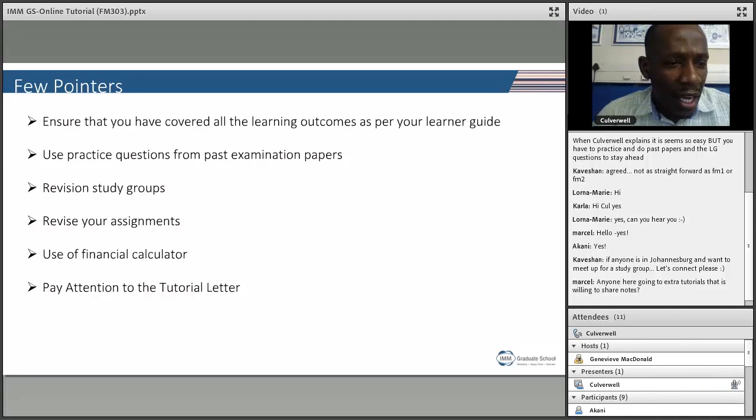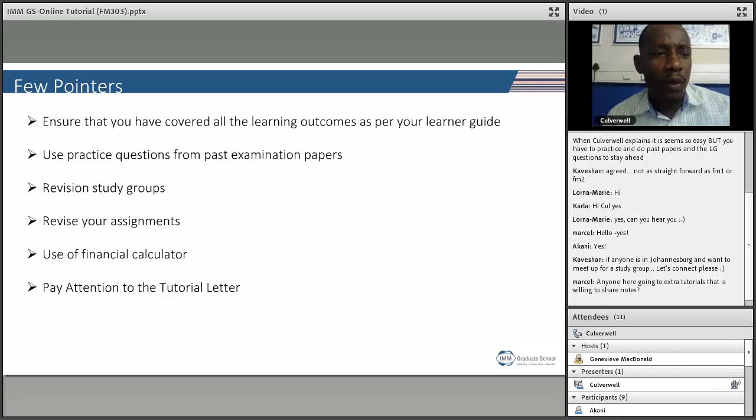Okay, and then use of financial calculator. It should be common knowledge that somebody who is doing FM3 has already done FM2. You know we use the financial calculator, especially when it comes to terminal value calculations on question number 5 of this module. And then one also needs to pay attention to the tutorial letter. So you do all those, and then you pay attention to the tutorial letter. You should be able to prepare yourself very well for the forthcoming exam.